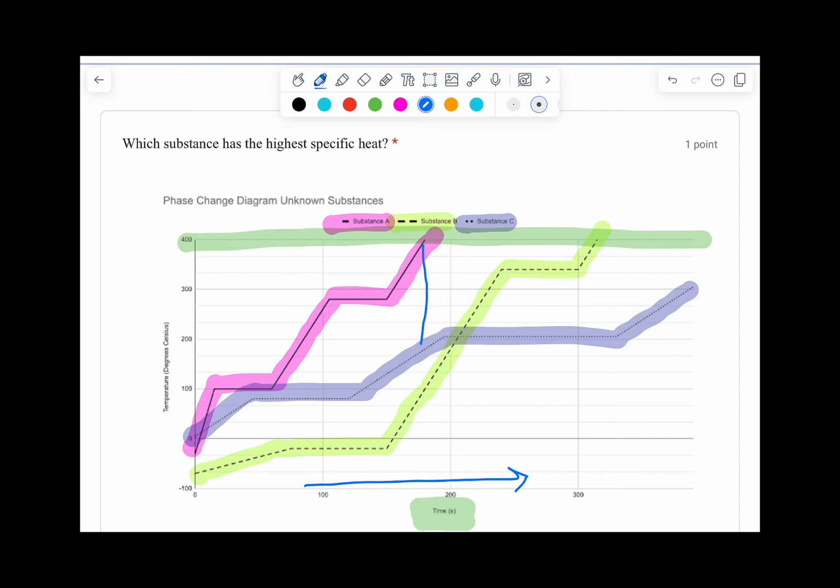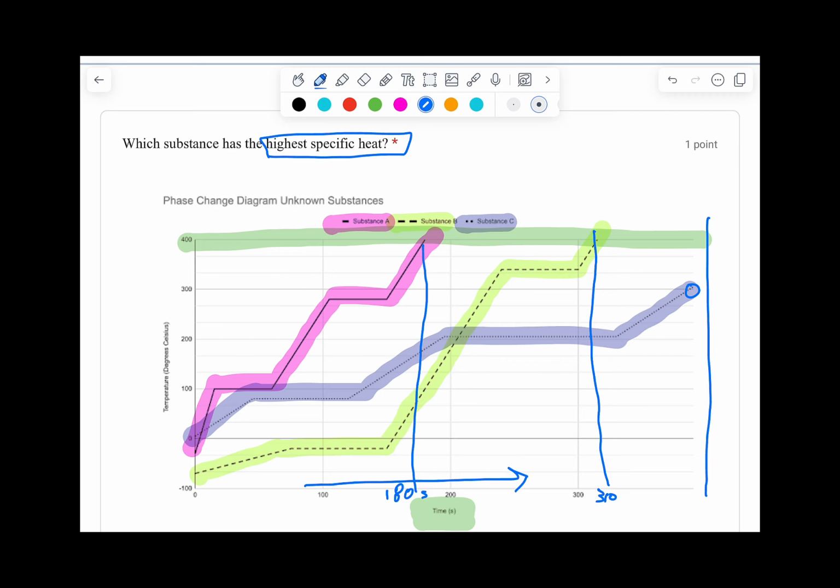Well, it looks to me like substance A reached it in about 180 seconds. Substance B reached it in about, I don't know, we'll say 310 seconds. And look right here, substance C hasn't even gotten there yet. So in this time frame right here, substance C still hasn't reached 400 degrees. So which one has the highest specific heat? It's the one that takes the longest.